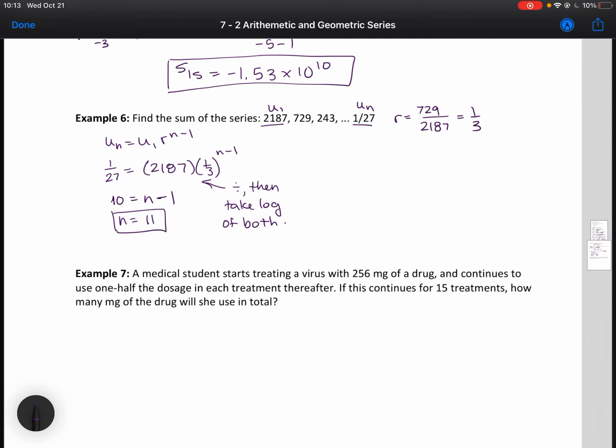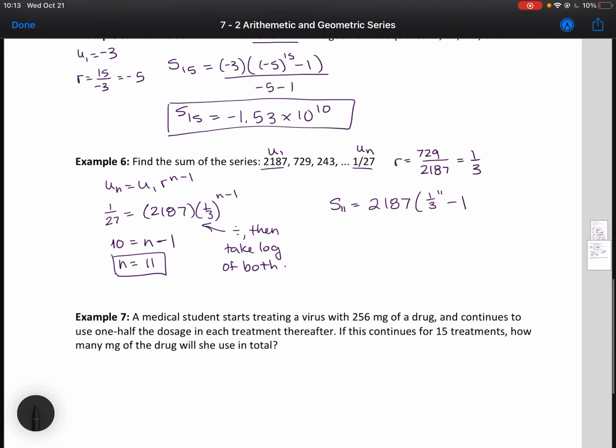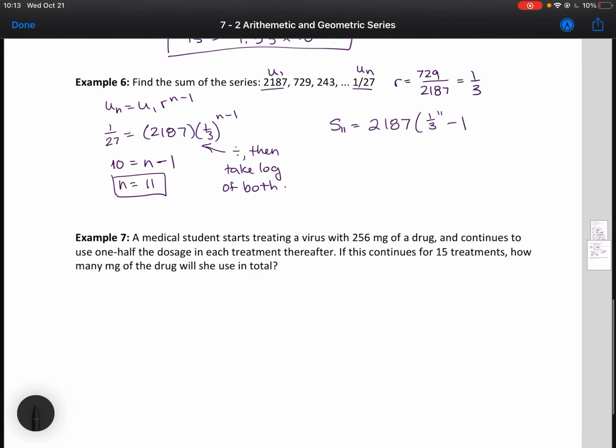So now that I know that my term number is 11, I can find the sum of my 11 terms by using one of the formulas above. 2187, then I've got my R value to my n, minus 1, and then divide by my R value, take away 1. When you evaluate this, you are going to get approximately 3,280 as the sum of your 11 terms.